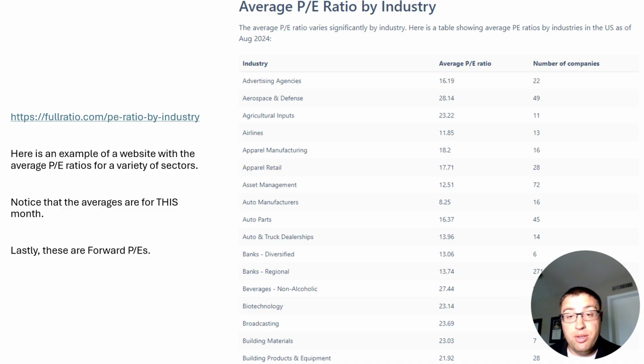Now, websites like fullratio.com here do a very good job of showing you a wide variety of PE ratios. So I just pulled up this website. It's this for forward PEs, but I'm able to get a good feel quickly of all the major sectors and the actual PE ratios for them. So pretty easy, very important.